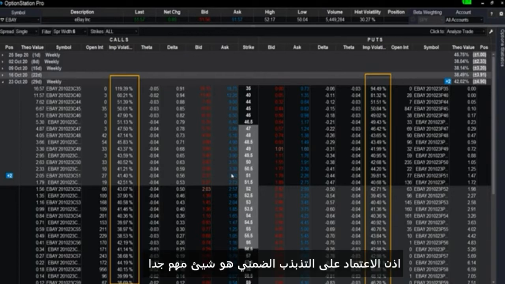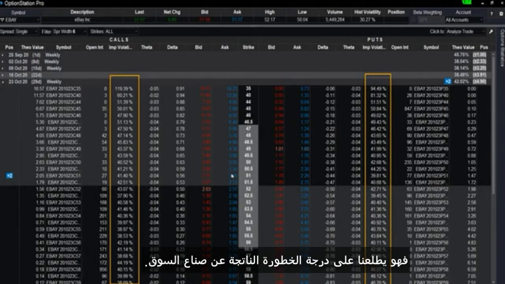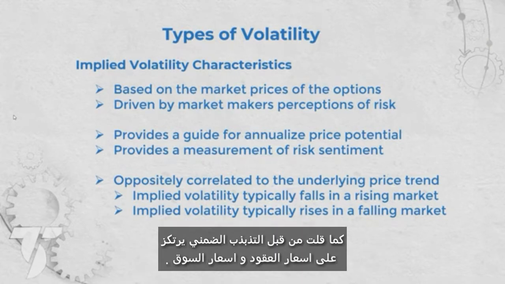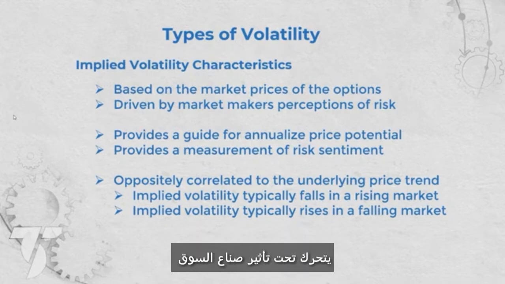So looking at implied volatility is really important. It gives us insight into what the risks are and what the sentiment of risk is among those traders who really control these markets. Some of the characteristics of implied volatility that you need to be aware of: as I've said, implied volatility is based on the market prices of the options, driven primarily by market makers and their perception of risk in the market.